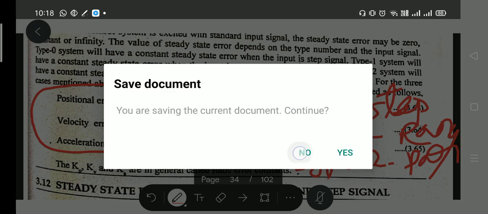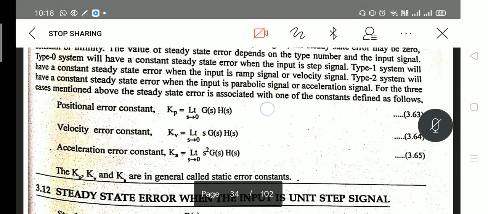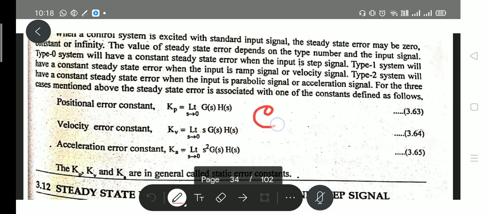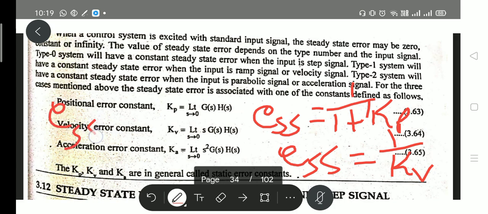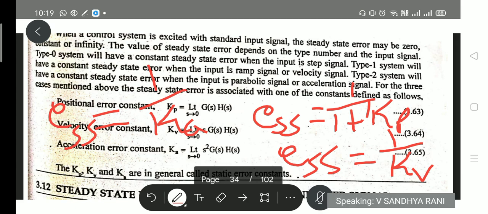And one more formula is there, that is the steady state error ESS. For the positional error constant, ESS is equal to 1 by 1 plus Kp. For the velocity error constant, ESS is equal to 1 by Kv, and for the acceleration error constant, ESS is equal to 1 by Ka. Acceleration error ESS is 1 by Ka, velocity error is 1 by Kv, and positional error ESS is 1 by 1 plus Kp.